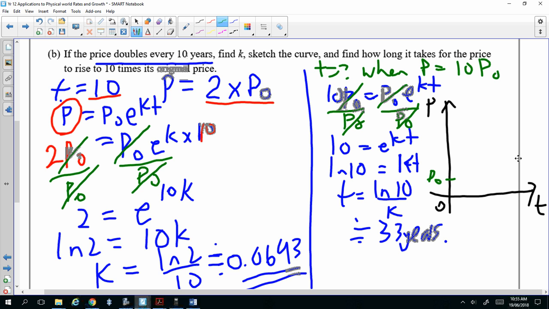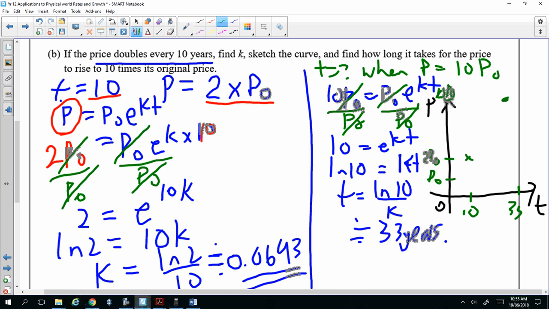So put a dot. And then it took about 33 years to make it 10 times bigger. That's a bit hard to draw, but about 33 here becomes 10 times. So maybe very high, so 10P0, somewhere here. So it goes up like this. Okay. Alright, good. So that's your graph.